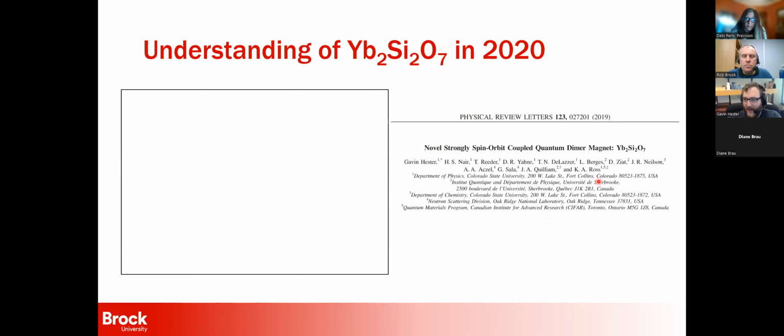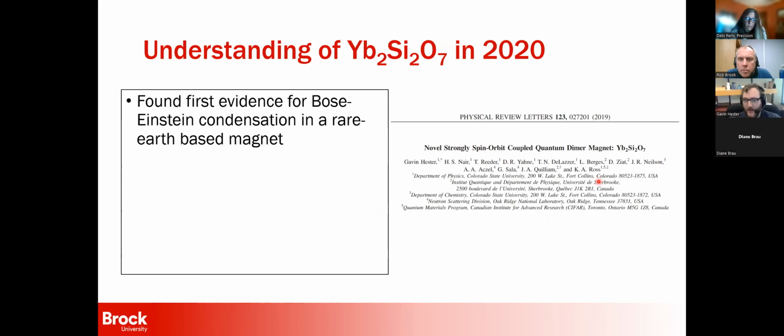And so with that, I'm going to round out. This was everything up to 2020, so I'll round up what we knew at the end of 2020. And this is published in our Physical Review Letters paper in 2019. We found the first evidence for Bose-Einstein condensation in a rare earth-based magnet, the rare earth being ytterbium.